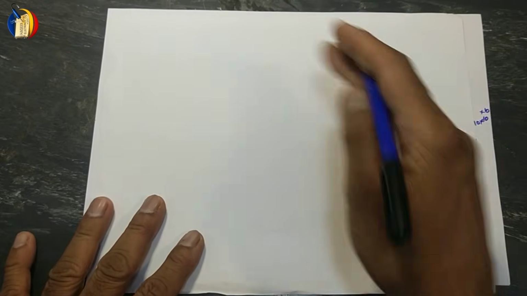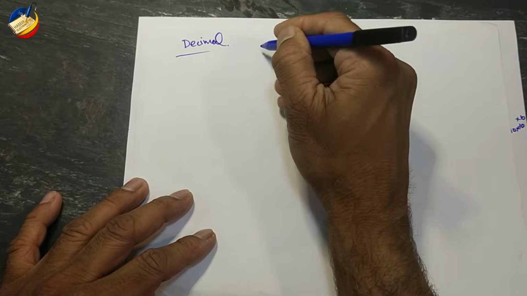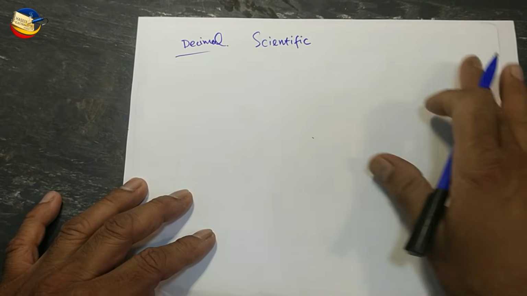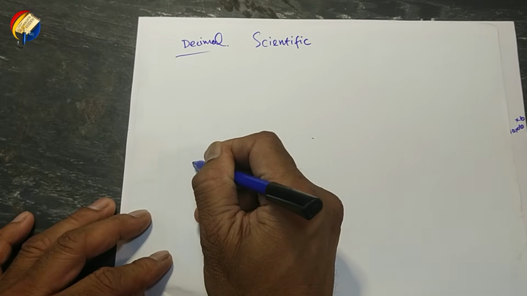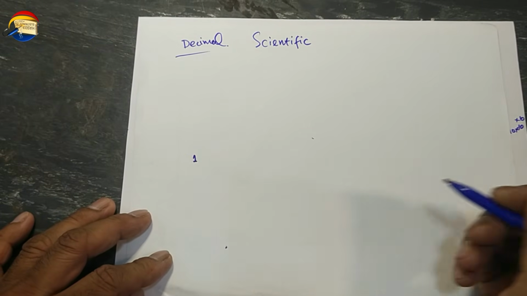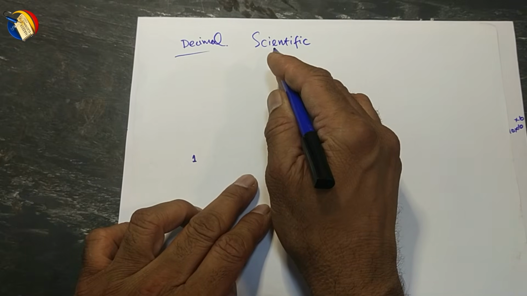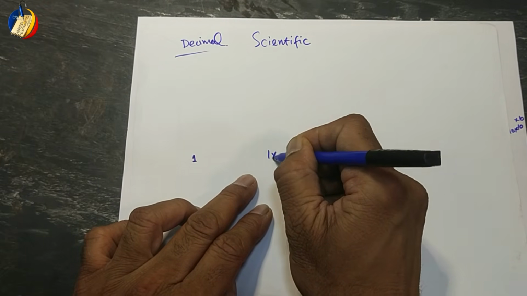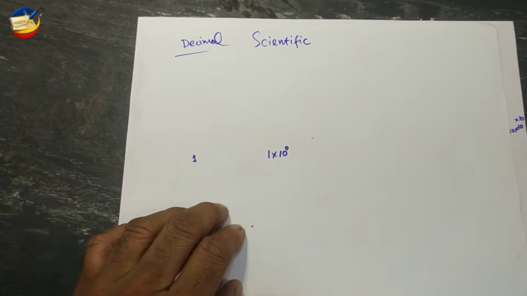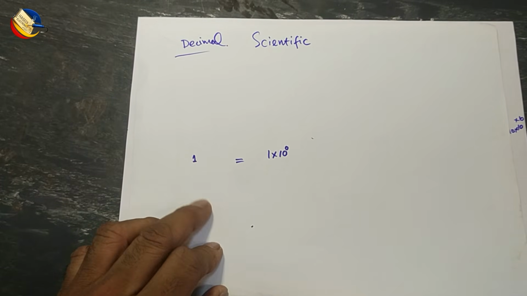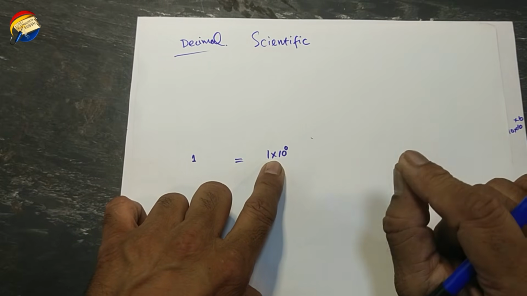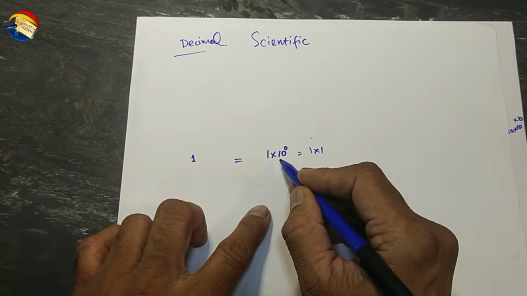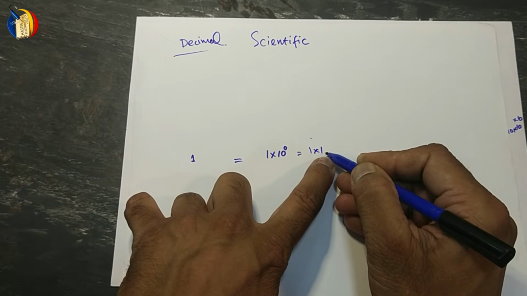Let's see some examples. Here we have decimal or standard, and scientific. Then we will see engineering. First we will compare these two. Let's suppose I have 1. When we write it in scientific, 1 times 10 raised to the power 0. It is equal, the same. 1 times 10 raised to the power 0 means 10 has no power. 1 multiplied with 1. This 10 raised to the power 0 is 1.